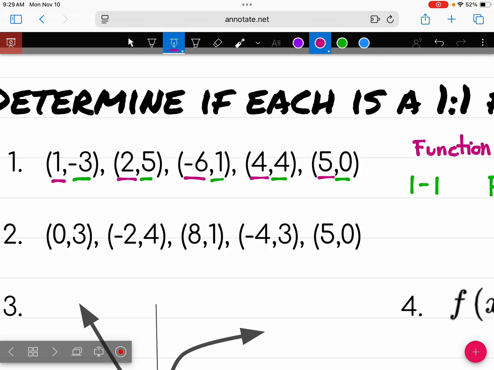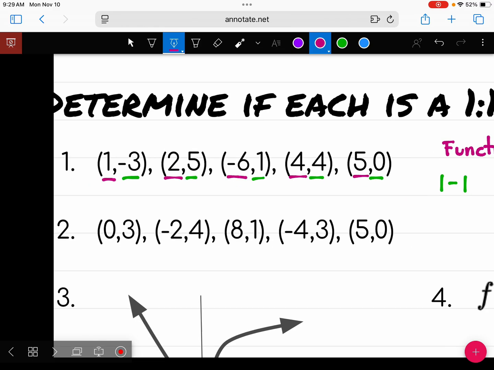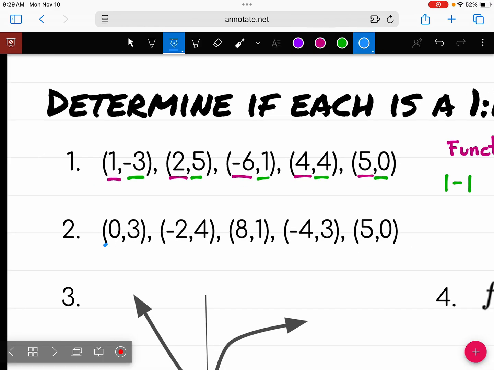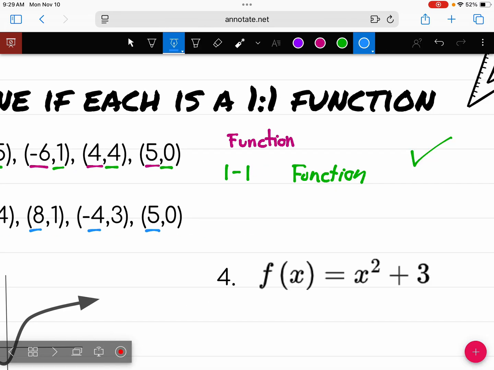So we're looking to see if there's any repeats in our x's. Do I have 0 going to 3 and 0 going to -4? That would be 2 different points on the same vertical line. So we check and see if there's any repeats in my x's: 0, -2, 8, -4, and 5. Is this a function? Yes.